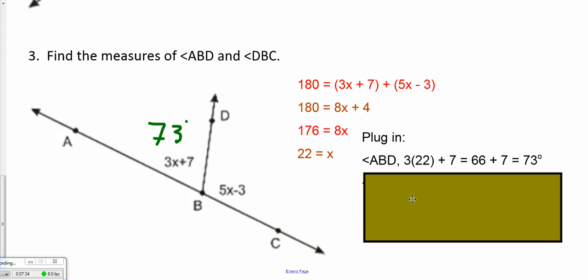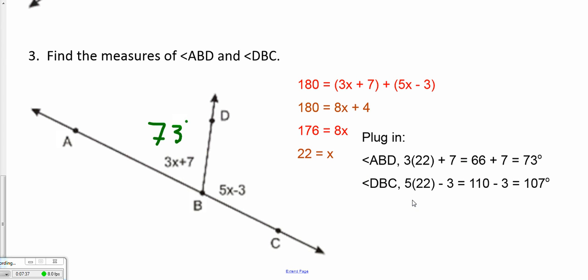If we plug it in for the other one, for DBC, this angle, 5 times x minus 3, 5 times 22, which we solved over here, minus 3. 5 times 22 is 110 minus 3. 110 minus 3 is 107. So we know that this must be 107 degrees. Again, to double check that these are a linear pair, 73 plus 107 does come out to 180. So these must be correct.